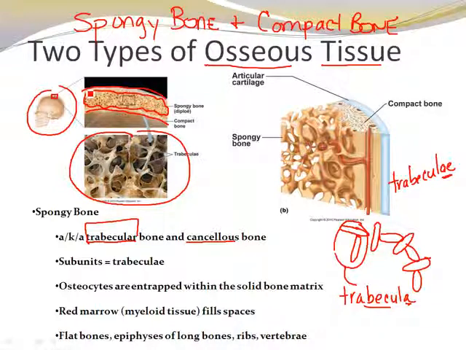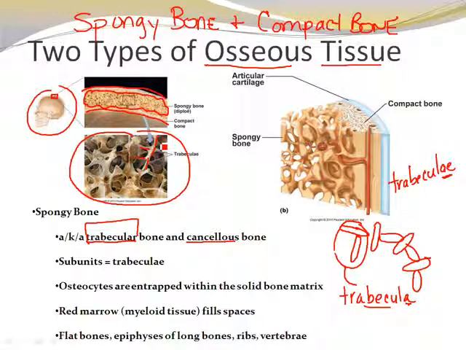And if you zoom in really, really closely, this is what it would look like here. You can kind of see you've got those T-shaped structures that are being linked together to make that spongy bone. And those are called trabeculae or trabeculi. Those are the subunits, the building blocks of the spongy bone.